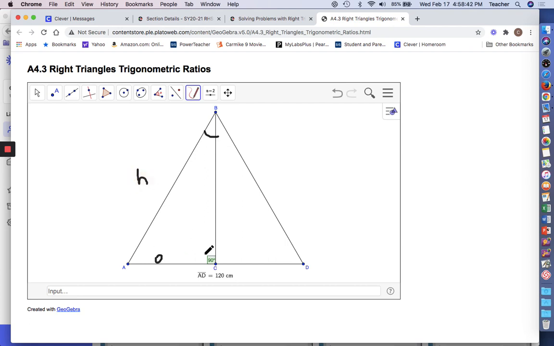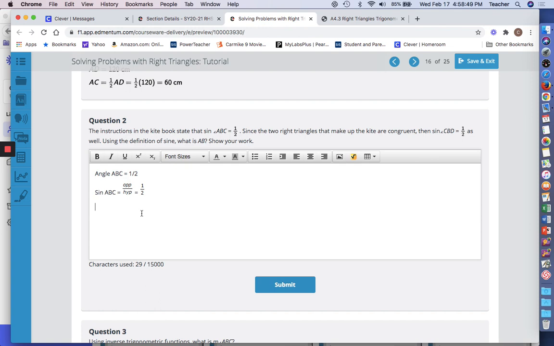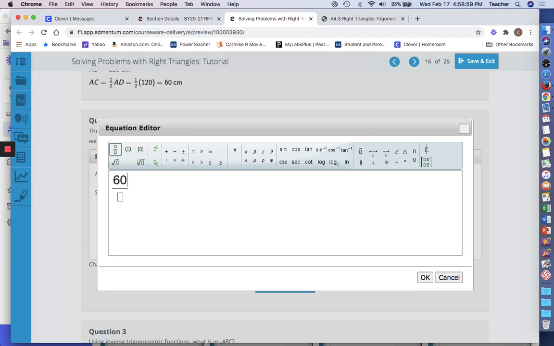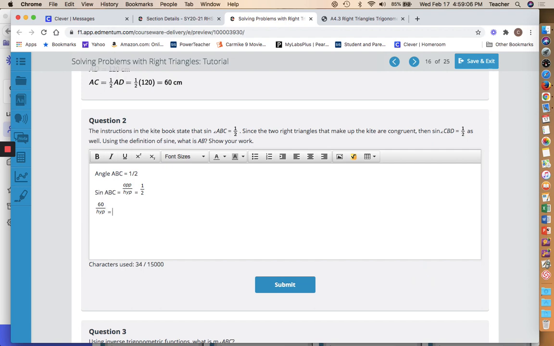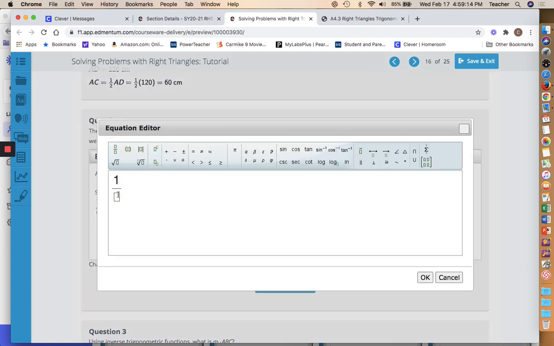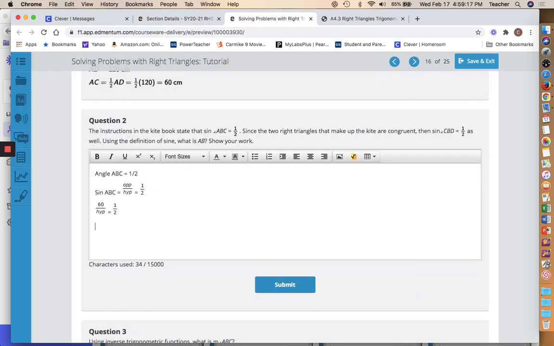All right, we already know that my AC, my opposite, was 60 because that's what we got in question 1. We need to find what the hypotenuse is. I don't know what the hypotenuse is, but that equals 1/2, because that's what they say it's equal to. So I'm going to put equals 1/2. All right, so now I've just got to proportion and cross multiply and solve. So 60 times 2 is 120, and 1 times the hypotenuse is the hypotenuse. So it looks like my hypotenuse is 120.